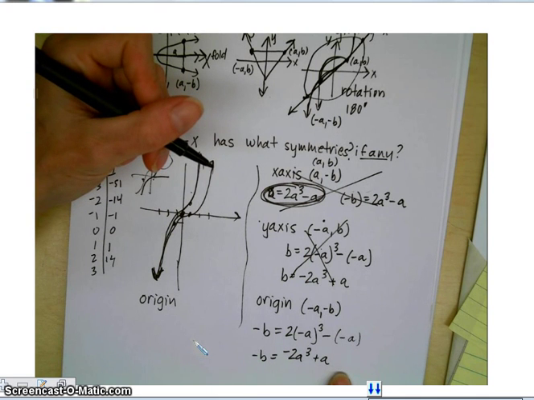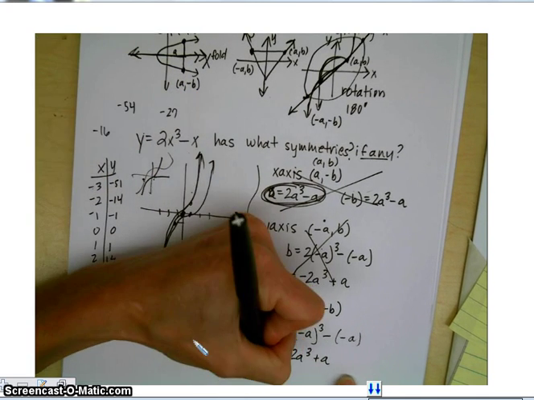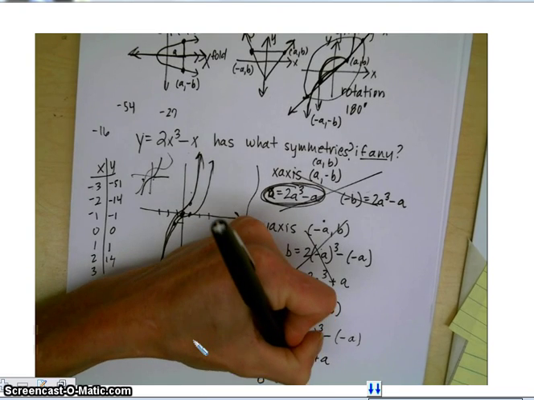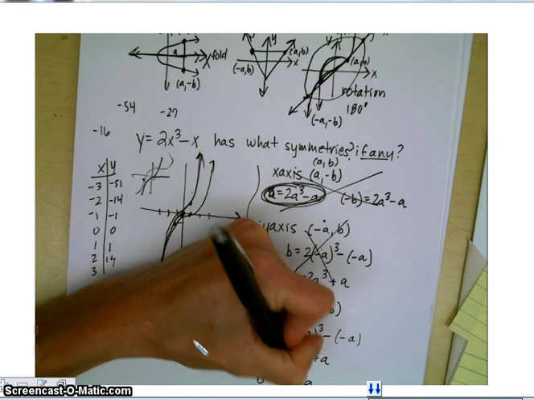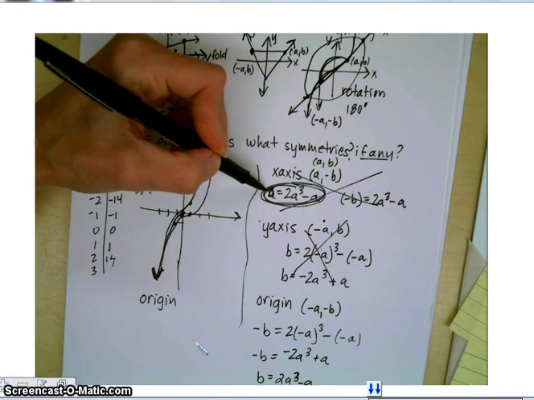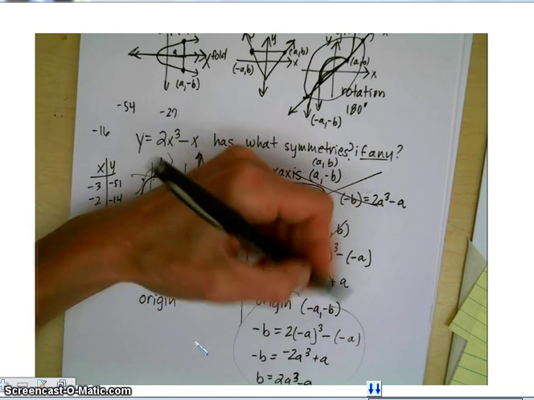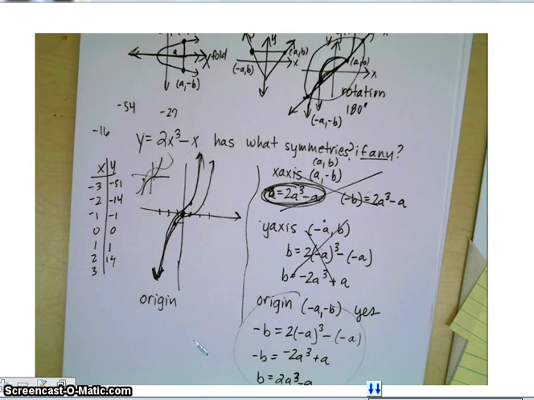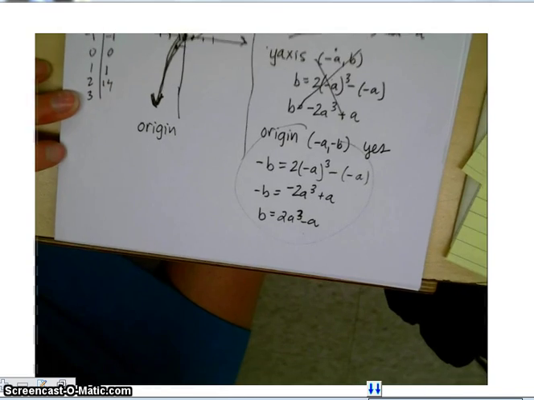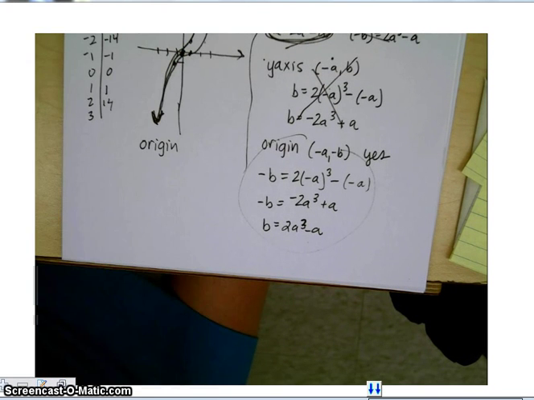How about I switch all the signs? Divide by a negative, take out a negative, it's all the same, right? And I get b equals 2a cubed minus a. Does that look exactly like that original one where I put the a and the b in first? So this does have origin symmetry, which is exactly what we thought. So yes, it does have origin symmetry.